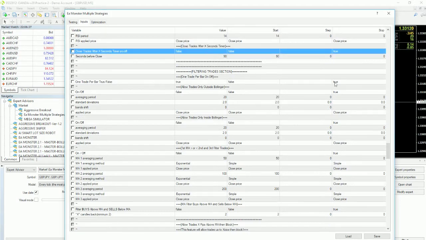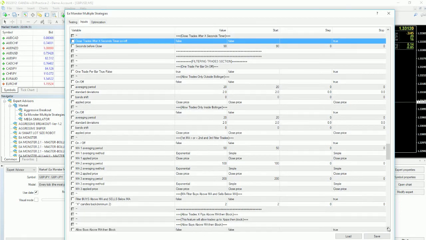And close trades after so many seconds. Very simple to understand. Why I have it in here, I don't know. At one time I thought maybe this would be good. You could try it. It's just simple, exactly how it sounds.